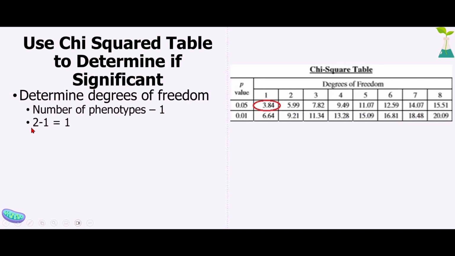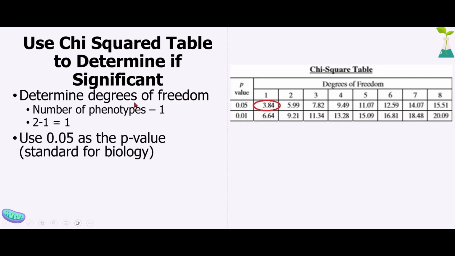And so for us, it's 2, right? We have black fur and brown fur. That's 2 phenotypes minus 1. So our degrees of freedom is just 1. So the lowest number possible. And in biology, as a standard, we use 0.05 as our p-value.